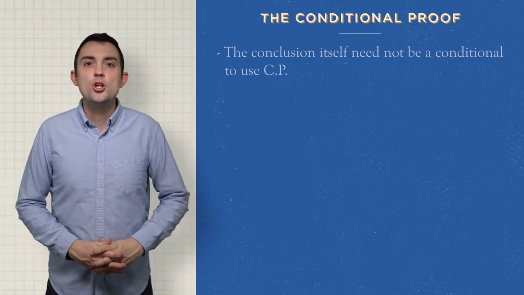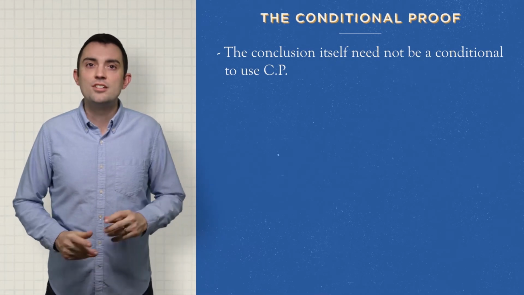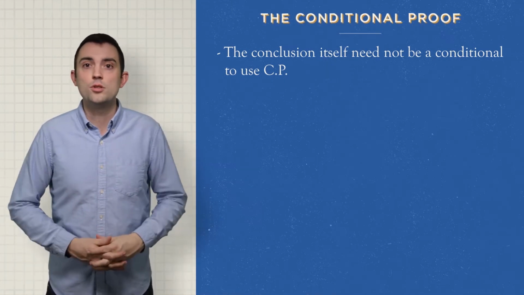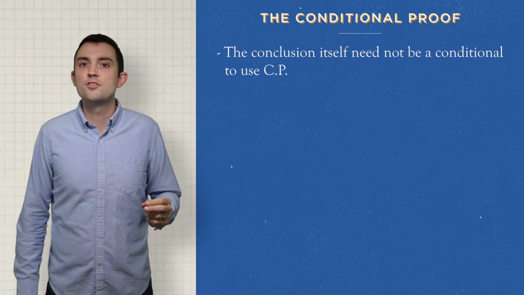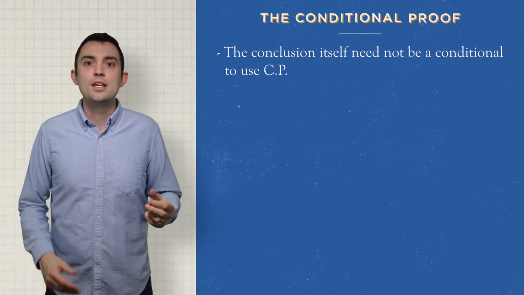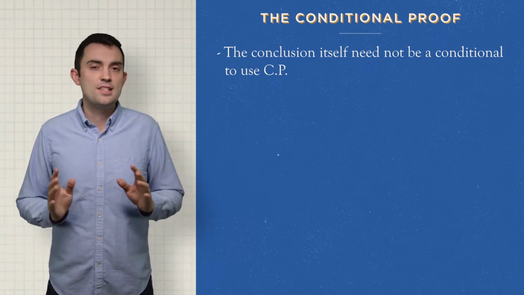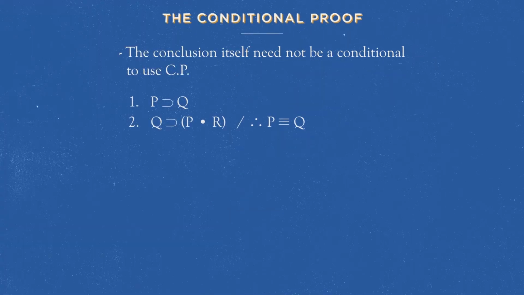A couple notes that you should recognize though, before you begin to use the conditional proof at home on your own. First of all, you don't necessarily have to have a conditional in the conclusion in order to use a conditional proof. All you need is a conditional somewhere. It could be in the middle of a longer proof. Let's have an example of that. If P then Q, if Q then P and R, therefore P if and only if Q.